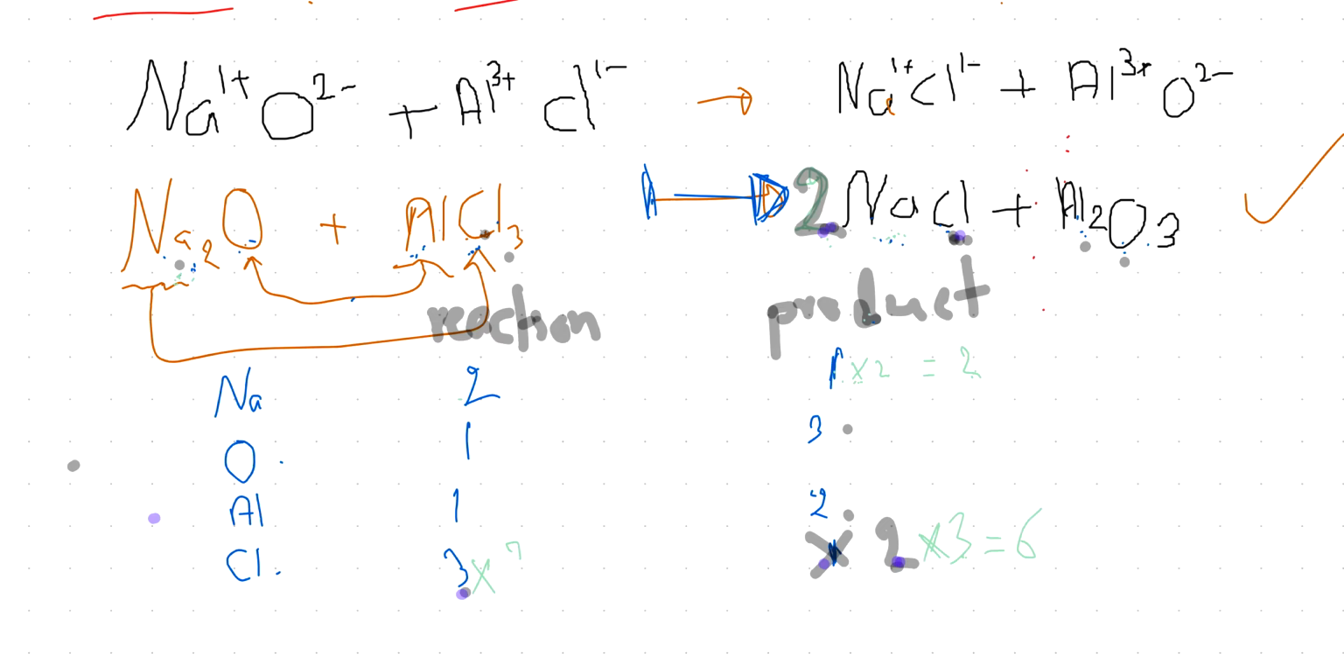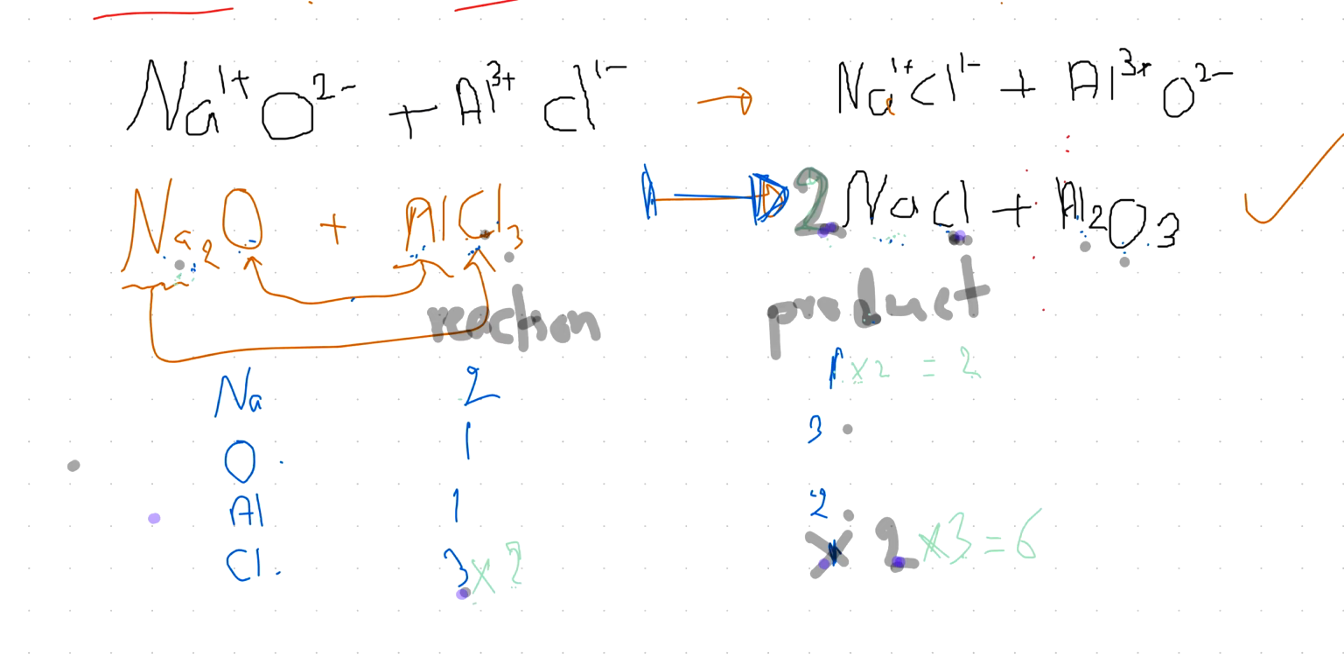They should be equal. If this is now 6, this should be 6. We're gonna multiply by 2, so we can get 6. Yeah, it will be 6.